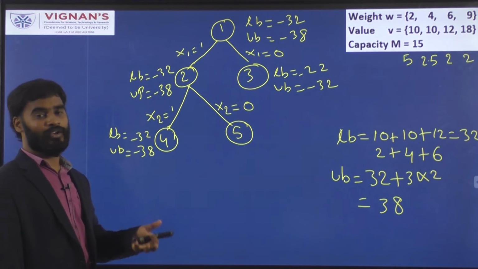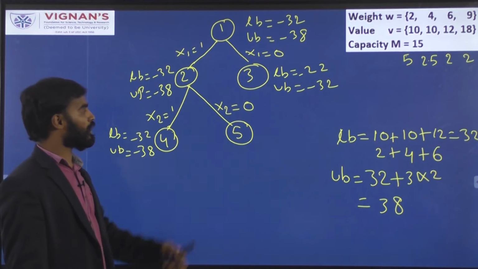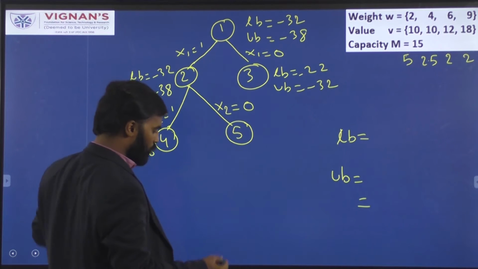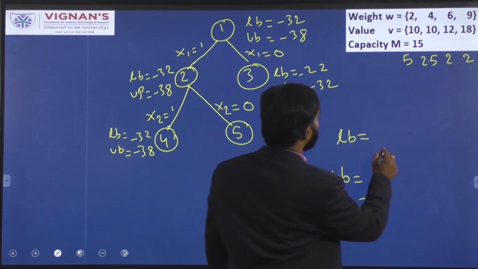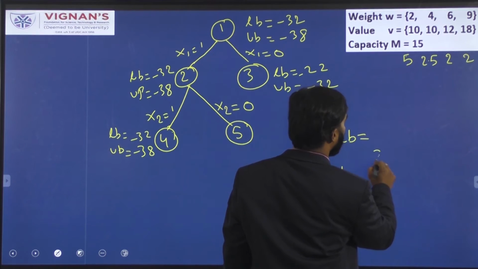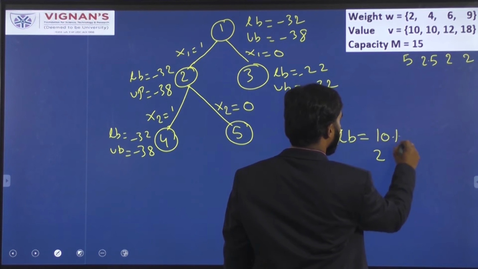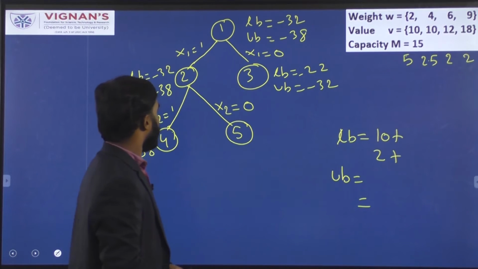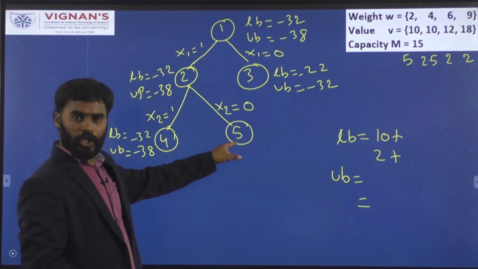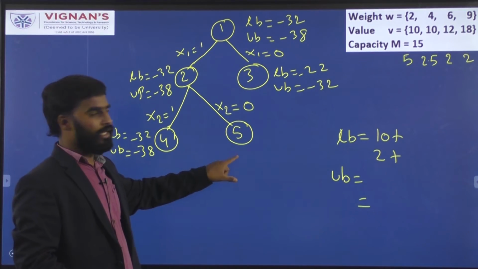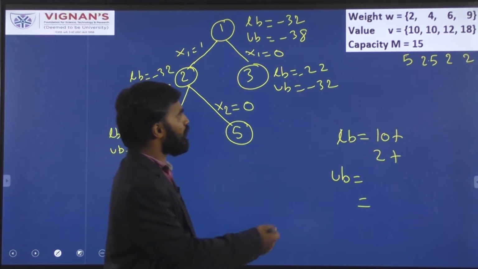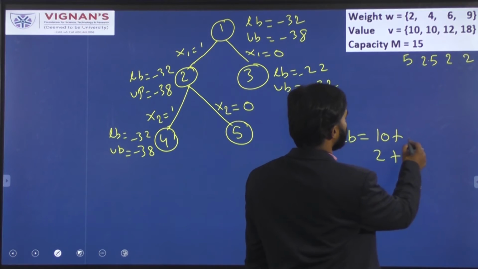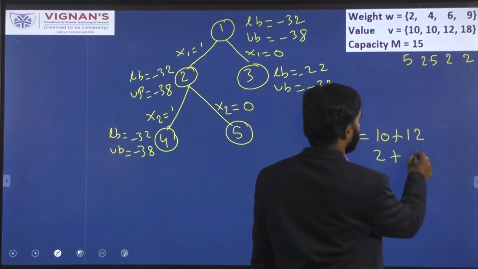Let us calculate the lower bound and upper bound if we don't include item 2. Item 1 is already included, whose weight is 2 and whose value is 10. Now I decided not to include item 2. If I don't include item 2, then let's go for the next item, which is item 3, whose value is 12 and weight is 6.